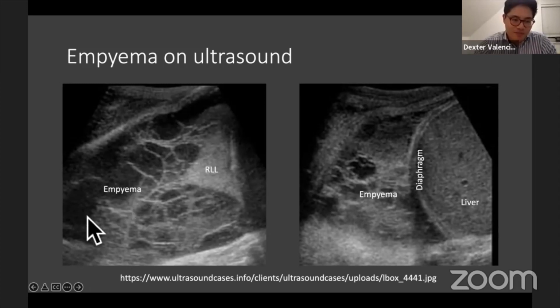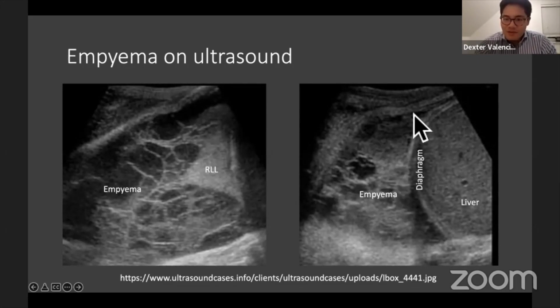Here we can see pockets of black, and these are areas of fluid, but you can see all these webs. It looks like a spider web, and all these webs are because of infection. You have these webs, or what we call loculations, and it's going to be really hard to drain all of this because of all these areas of fibrin and pus. So this is what an empyema will look like.